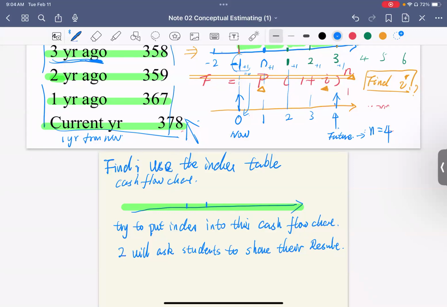Dr. Yuhan, are we using the F equals P equation right now? We're not doing any equation right now. Okay, we just finish the cash flow chart. Thank you.